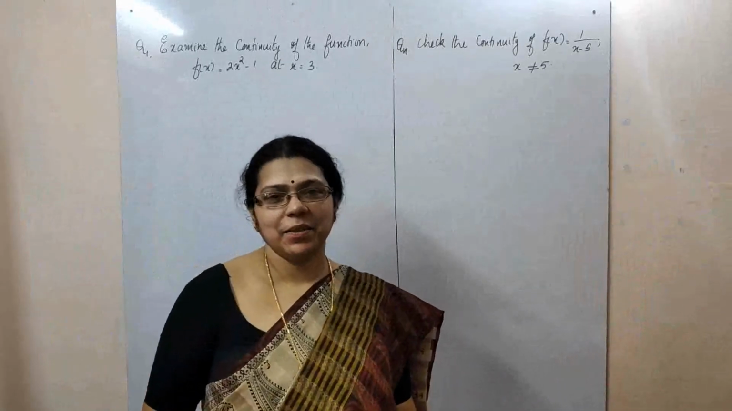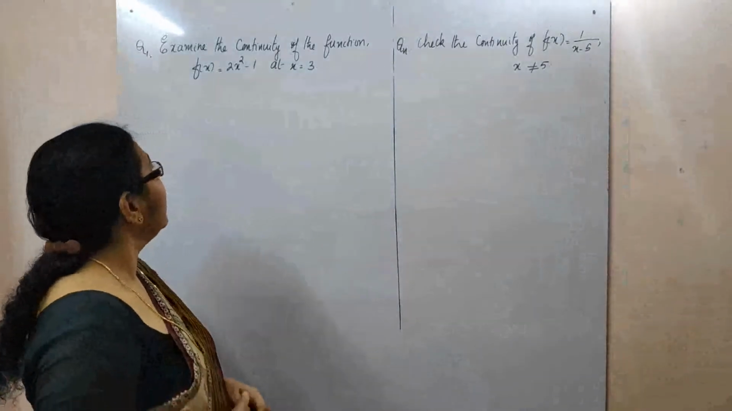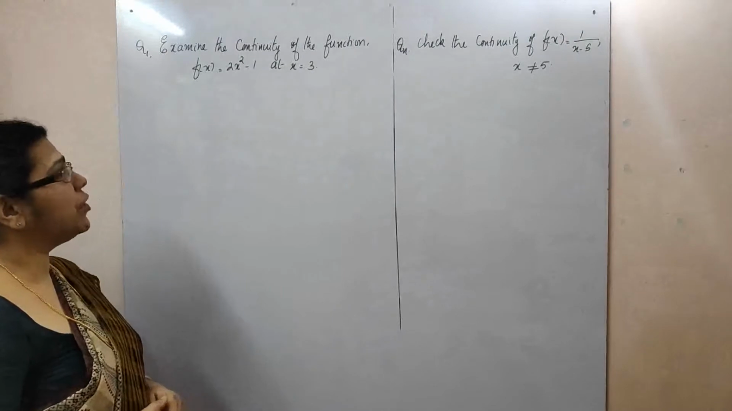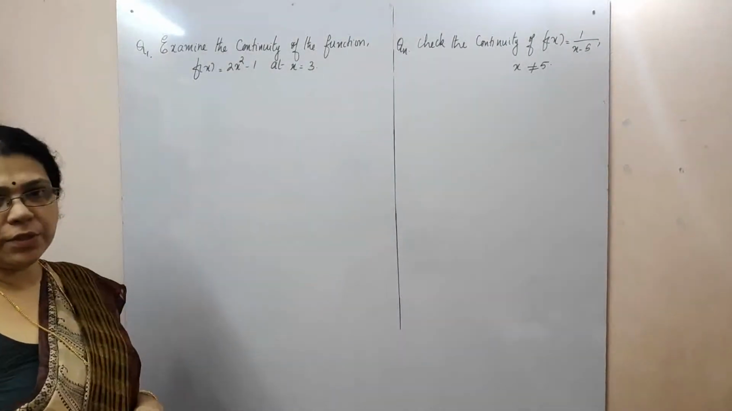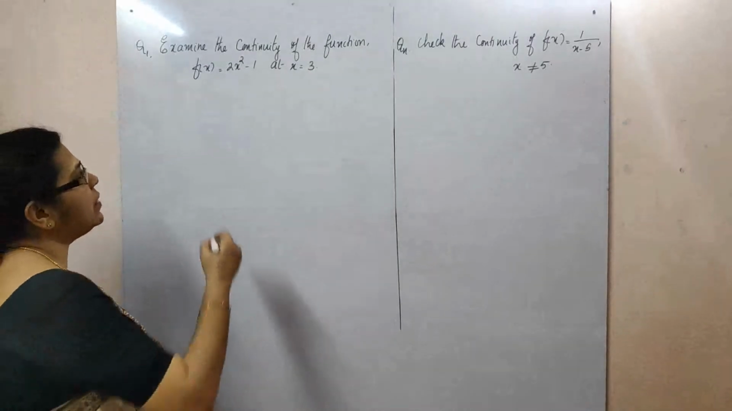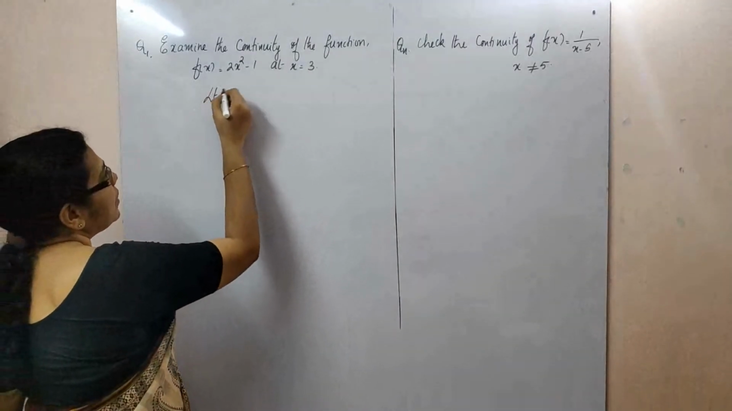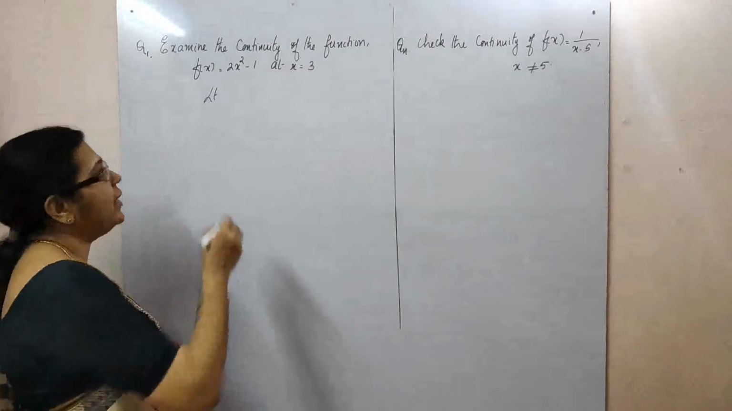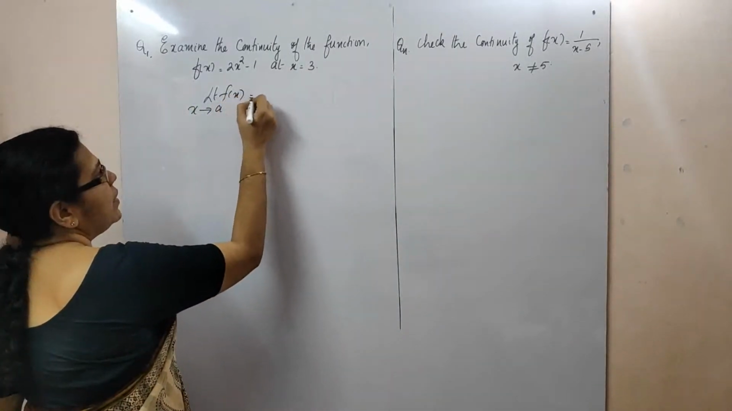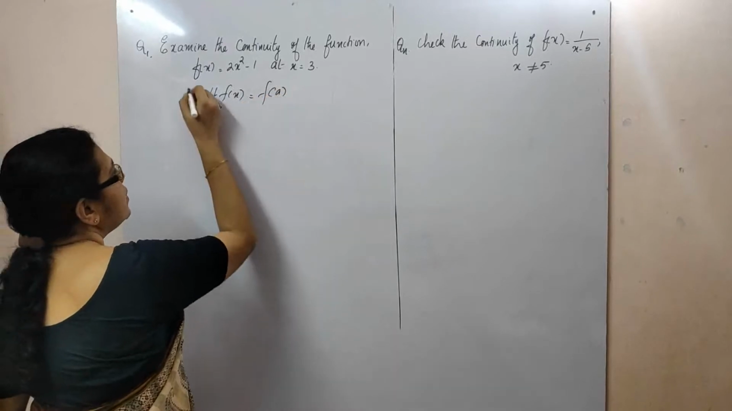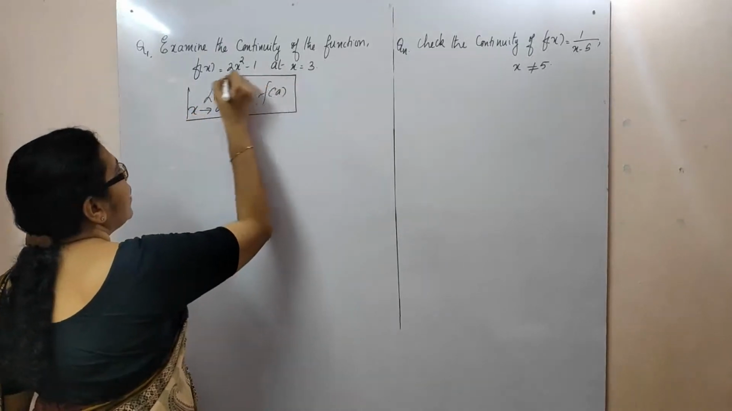Now let's see the first question. Examine the continuity of the function f of x equals 2x square minus 1 at x is equal to 3. As we have discussed, when do we say that the function is continuous? When limit x tends to a f of x equals f of a. I am just writing this to make you recall what we had discussed.